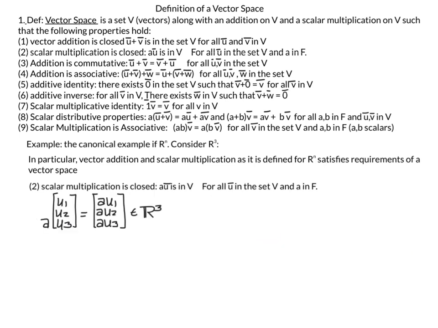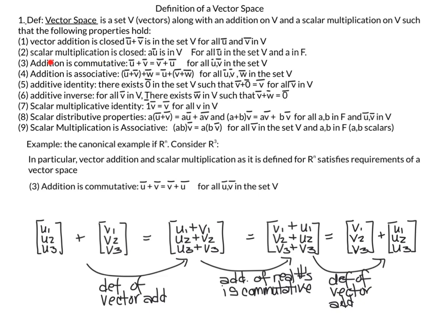The next property, which I have moved down over here, is that scalar multiplication is closed. So for A times a vector u, we'll find that that's also in V. A times a vector u in V is equal to, by the definition of scalar multiple, this scalar times each of these coordinates. So A u1, A u2, A u3. And we see this is still a vector in R3.